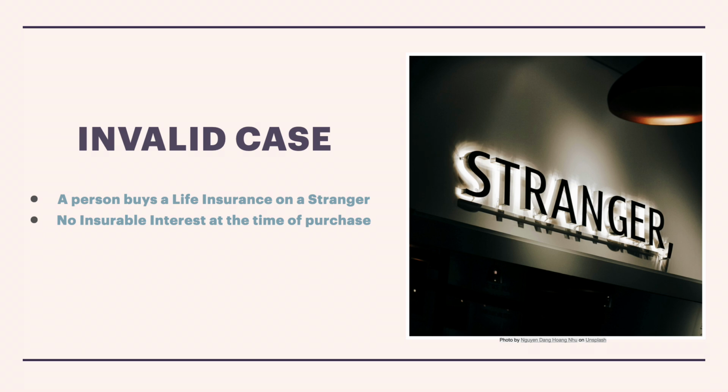Let me explain why. Let's say Bob decides to take out a life insurance policy on a random guy named James. Bob has no relationship with James, but he lists himself as the beneficiary, expecting to collect when James passes away. Sounds sketchy, right? That's because it is. Since Bob has no insurable interest, meaning he wouldn't suffer any real financial loss if James died, this would be considered a wagering contract and it's totally illegal.